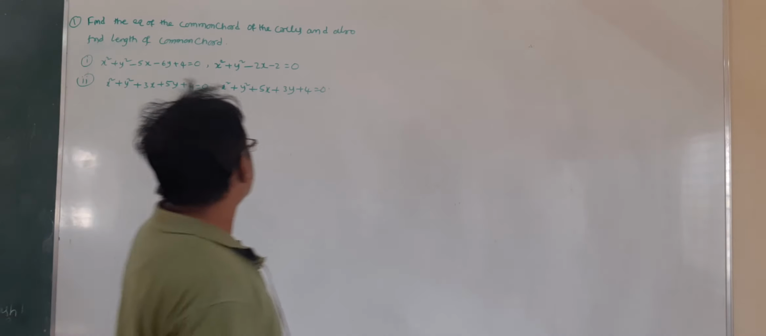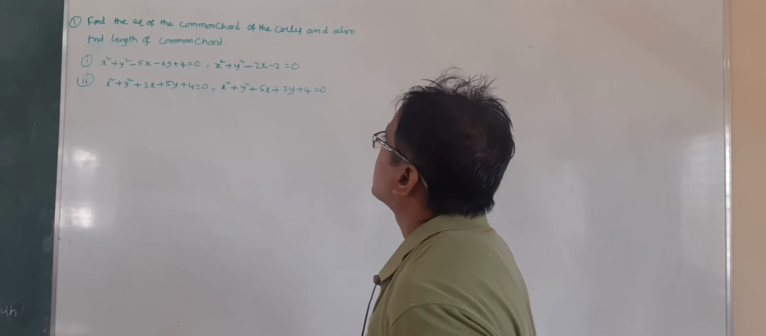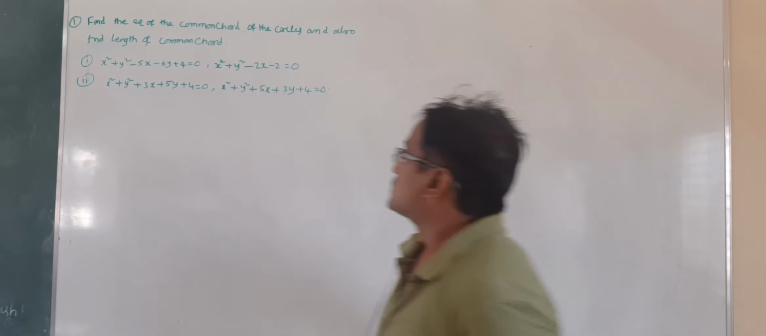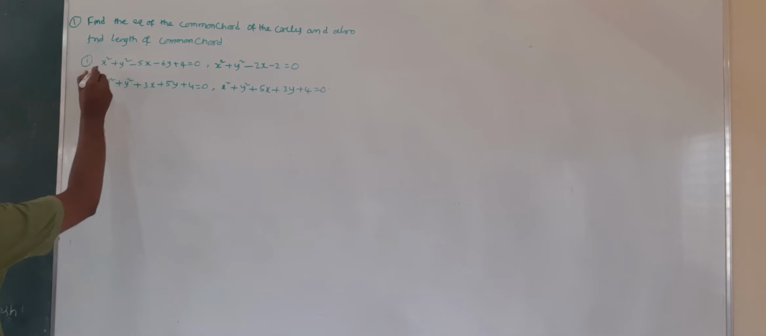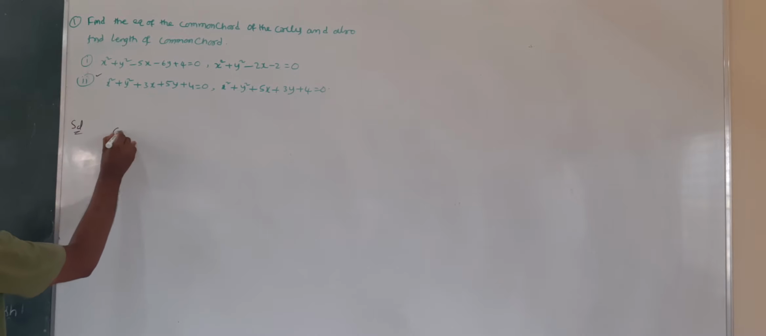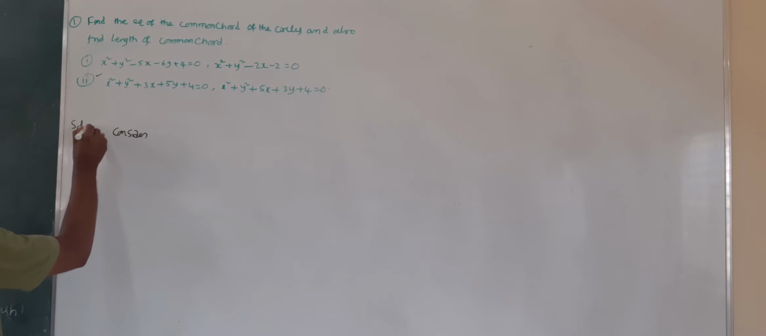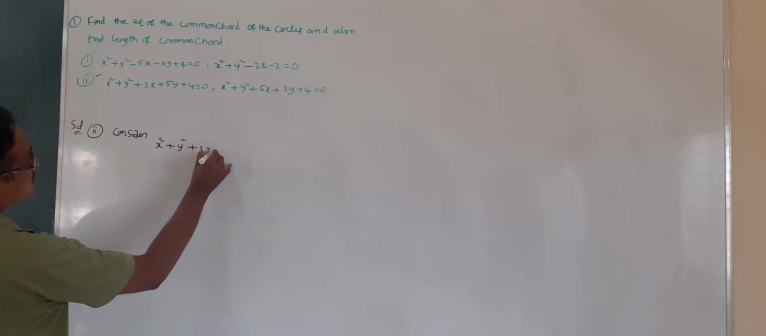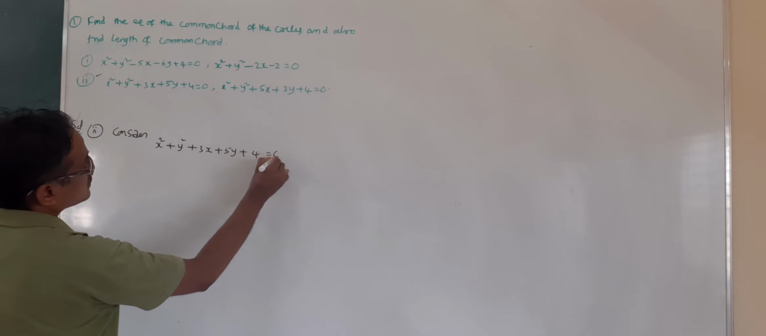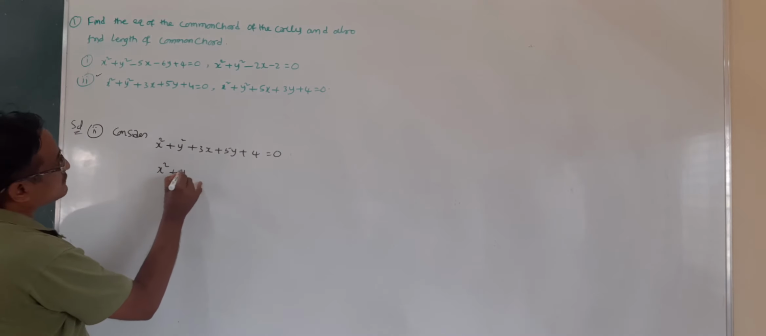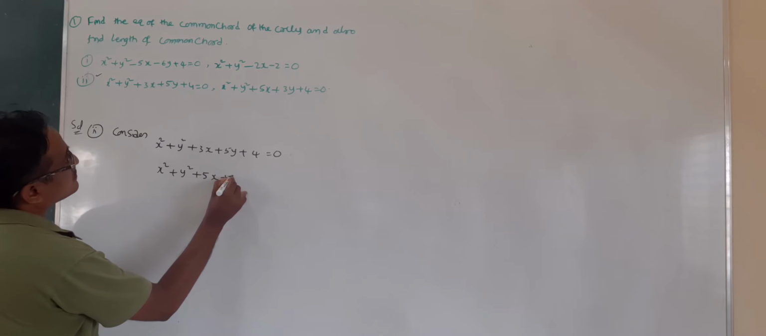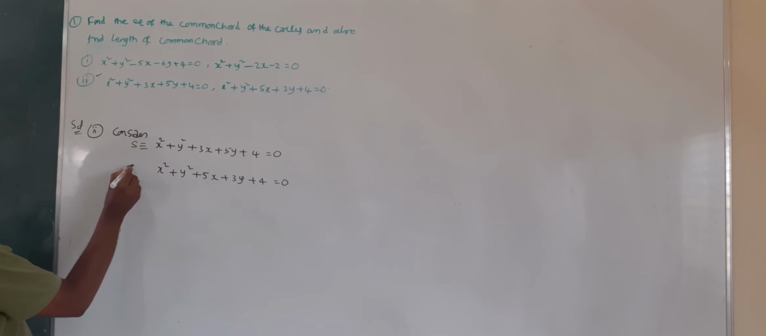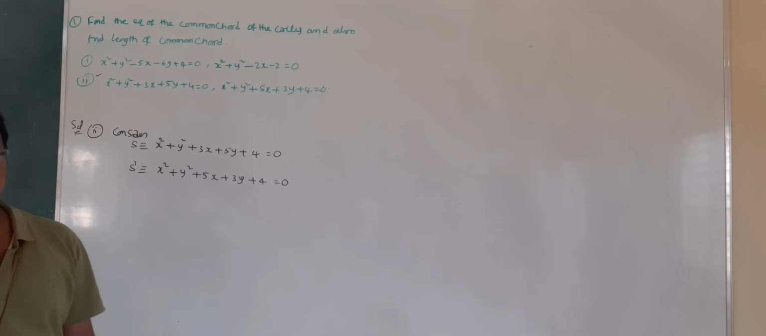Next problem: find the equation of the common chord of the circles, and also find the length of the common chord. I will explain this problem. So consider x square plus y square plus 3x plus 5y plus 4 equal to 0, and x square plus y square plus 5x plus 3y plus 4 equal to 0. Let these circles be S and S dash.